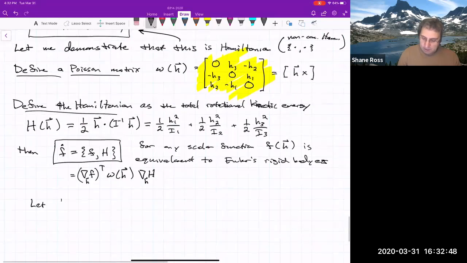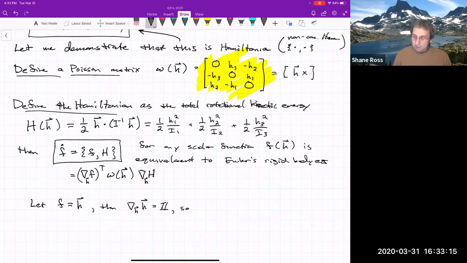If you let f, it's kind of weird, but maybe this is an abuse of notation. Instead of having f be a scalar, if I say f kind of stands in for each of the scalar components, h1, h2, h3, then gradient of h is the identity. So h dot is omega h, gradient of H with respect to h.